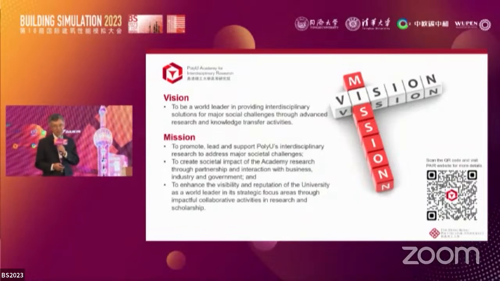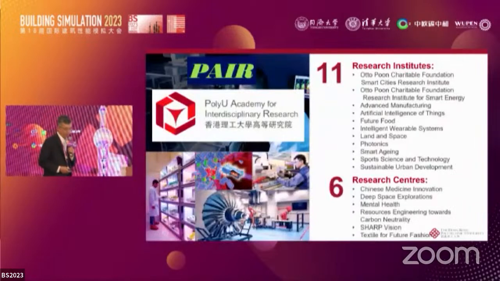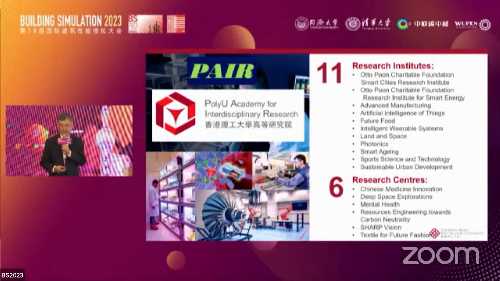So this PAIR tries to work with a number of different issues. Under PAIR, currently we have 11 research institutes and 6 research centers. We work on cities, advanced technologies, and well-being and health. We do not try to understand the beginning of the universe. No, we often think that's the problem for the University of Hong Kong. But at PolyU, we try to address the basic needs of a human being. We say this in Chinese, 衣食住行. At PAIR, we have over 500 senior researchers, and our research revenue in the past academic year is over 600 million. So it's quite a lot of money.